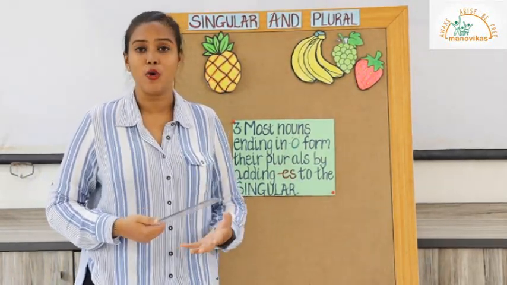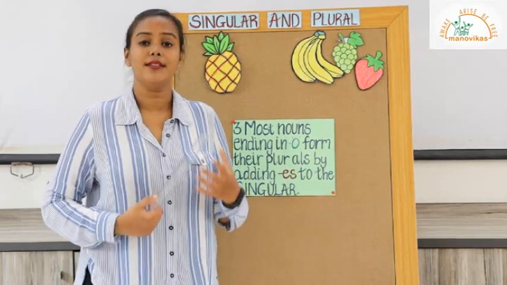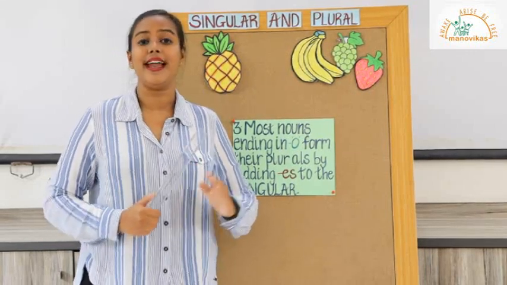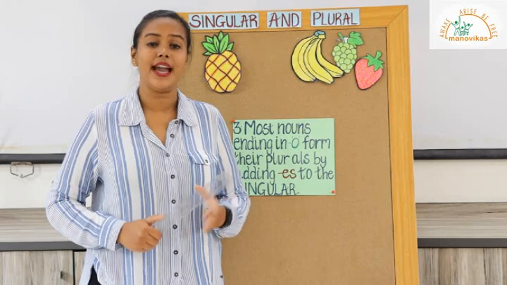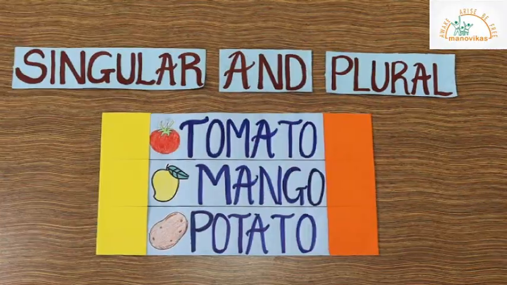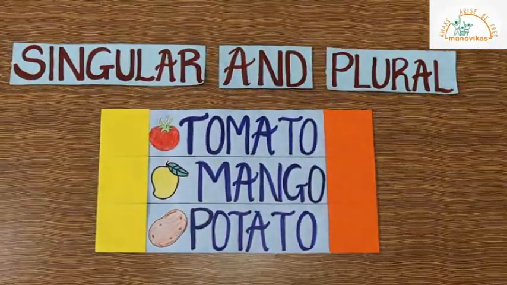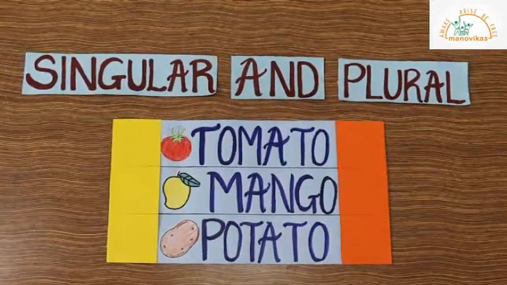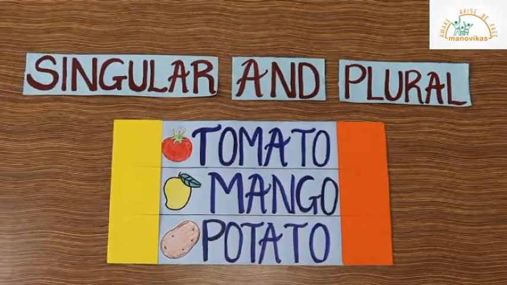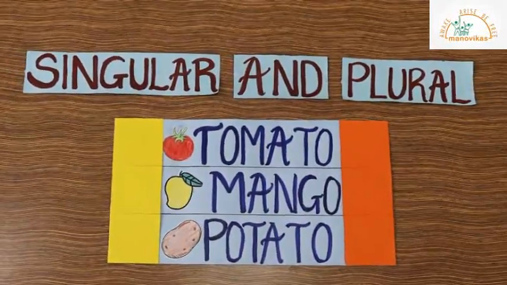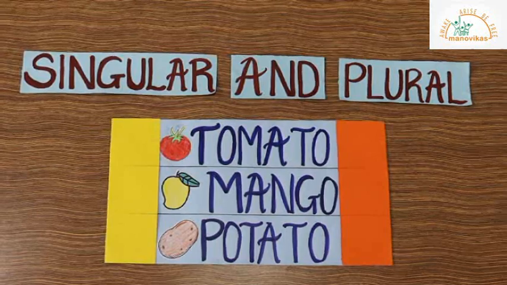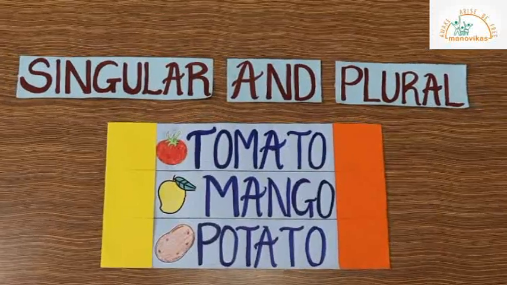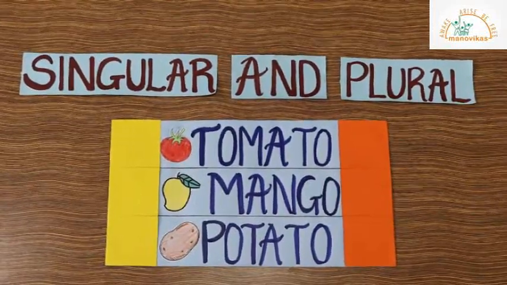The spelling of the word mango is mango. This word ends with the letter O. So to form its plural, we will have to add the letters es. Mangoes. Rule number 3. The rule number 3 says that most nouns ending in O form their plurals by adding es to the singular. Before, it was the words that end with a hissing sound and we add es. The third rule also says that most, not all, but most of the words that end in O form their plurals by adding es to the singular.